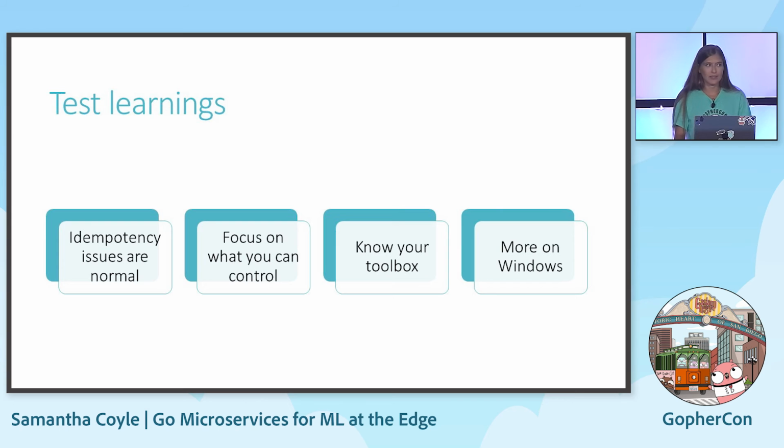So that's my big learning for this section. I saw nodding heads, so I think y'all agree. Idempotency issues are normal, sometimes. And you should always just focus on what you can control to make incremental improvements. And also knowing your toolbox. So this section made me realize that there are just some Go packages that I have in my back pocket, and I'm like, this will get the job done and do it good. And lastly, as a team, we had a lot of learnings when it came to Go in a Windows environment from a tooling perspective, deployment perspective, just kind of overall a lot of learnings.